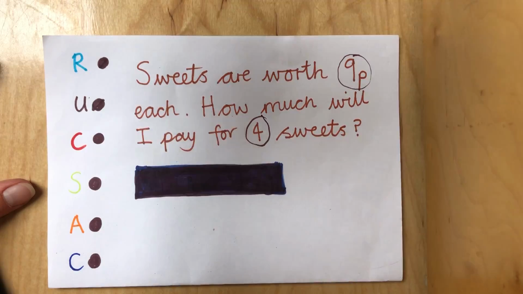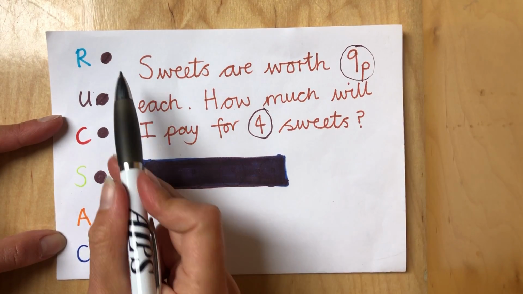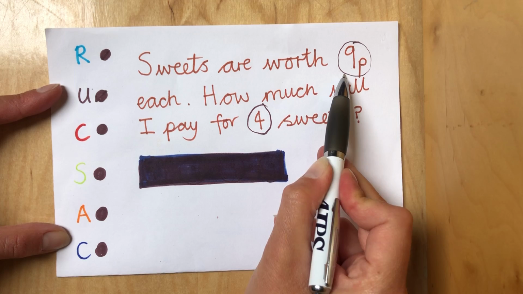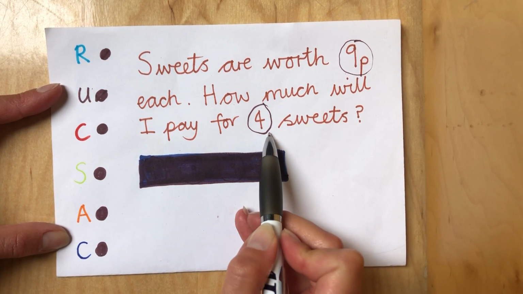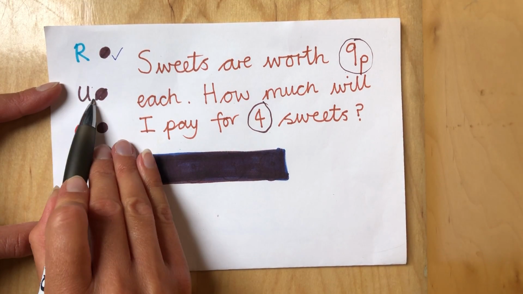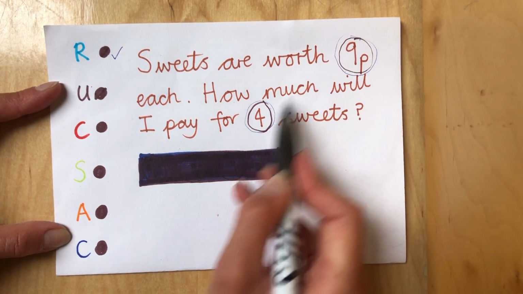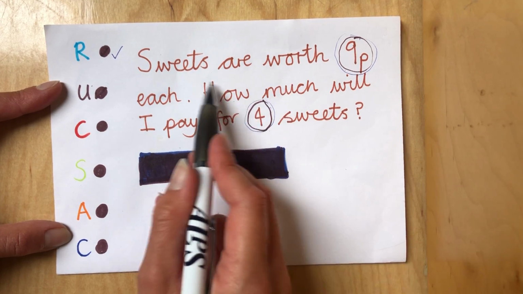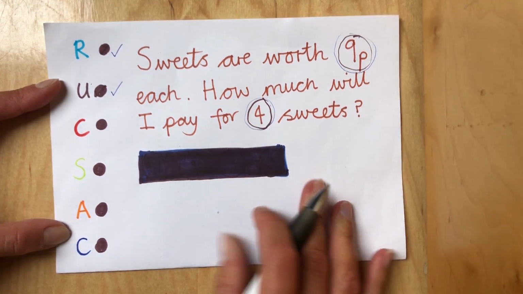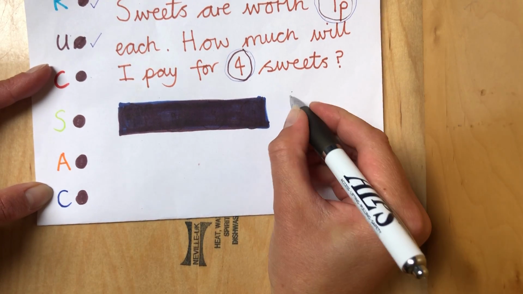Okay, so we're going to apply our knowledge here and calculate these word problems. I've written rucksack down the side to help me. So, sweets are worth 9p each. How much will I pay for 4 sweets? Okay, I've read my word problem. Now I need to understand it. As you can see, I've circled the 9 and I've circled the 4, which are the two numbers. I'm not going to circle any words because I think I might draw out my problem to help me understand it. And this is going to be the method that I choose.